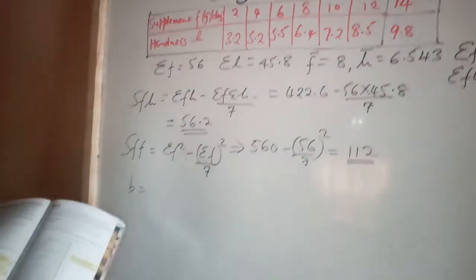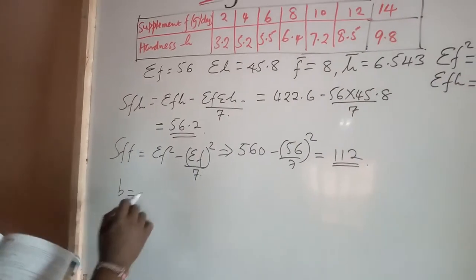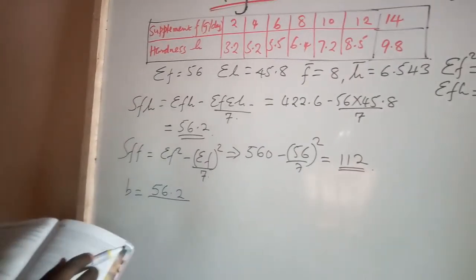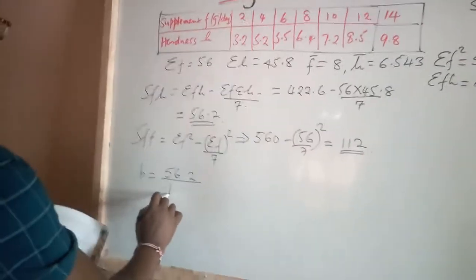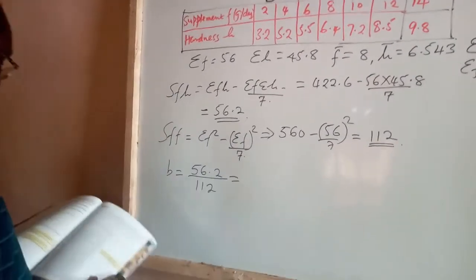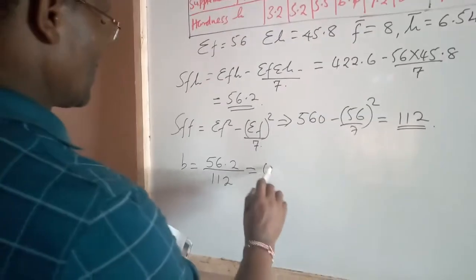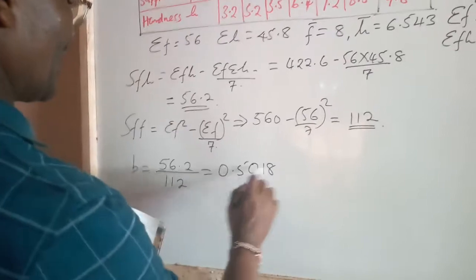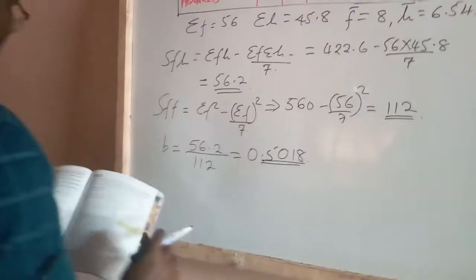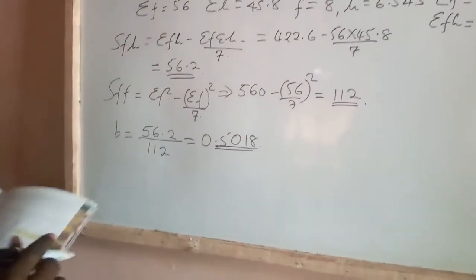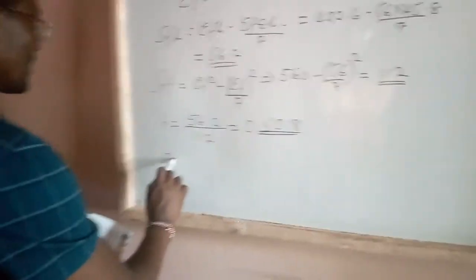SFH, which is 56.2, all over SFF, which is 112, and our B becomes 0.5018. You can confirm that. Of course, having found our B, we then need to find our A.